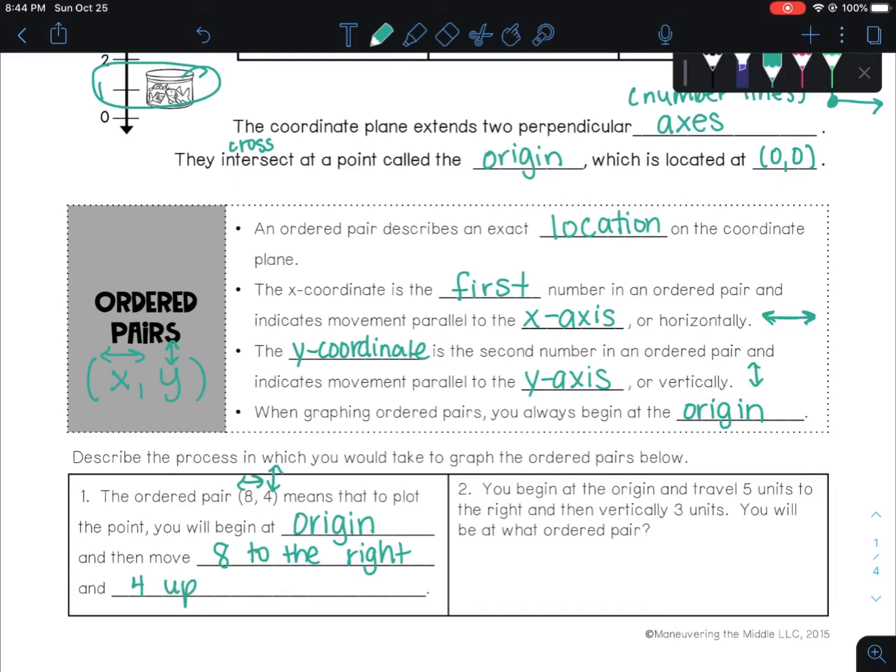Okay. Number 2, you begin at the origin. So we're at 0, 0. And travel 5 units to the right. So remember, to the right is our x-coordinate. And then vertically, 3 units. That's our y-coordinate. So where will we be? Well, we started at the origin, so if we go to the right 5 and up 3, then we're at 5, 3.